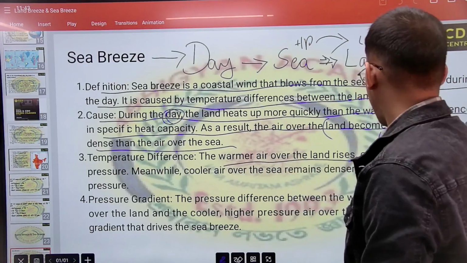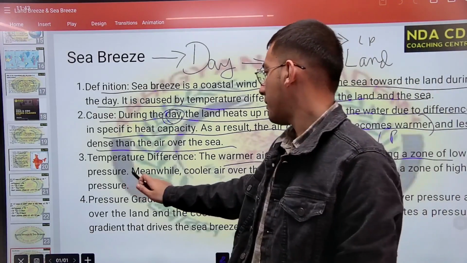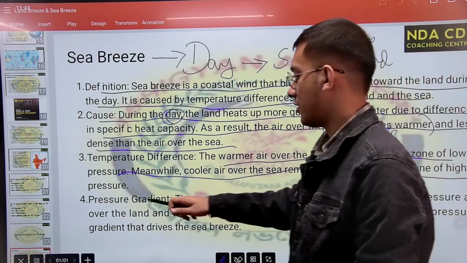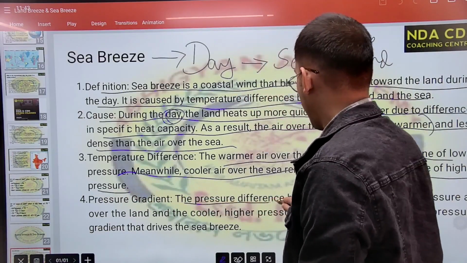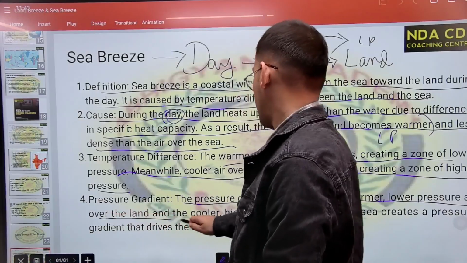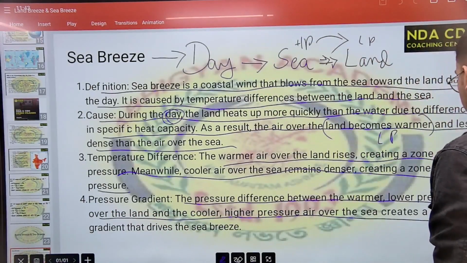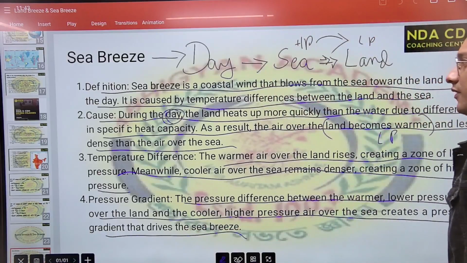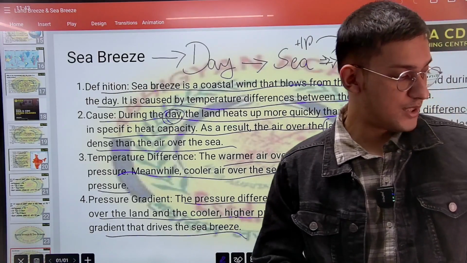The warmer air over the land rises, creating a zone of lower pressure. Meanwhile, the cooler air over the sea remains denser, creating a zone of higher pressure. The pressure difference between the warmer, lower pressure air over the land and the cooler, high pressure area over the sea creates a pressure gradient that drives the sea breeze. So, this is your entire definition of sea breeze.